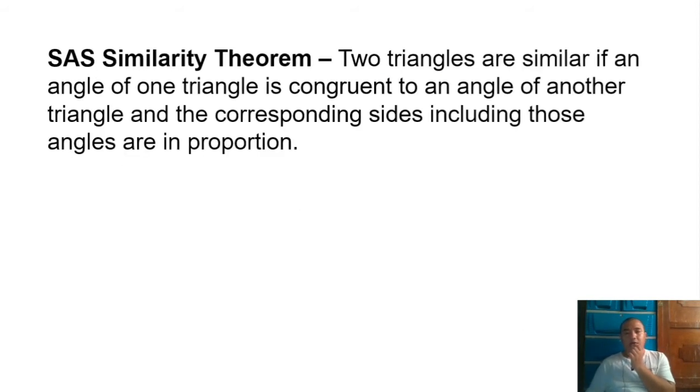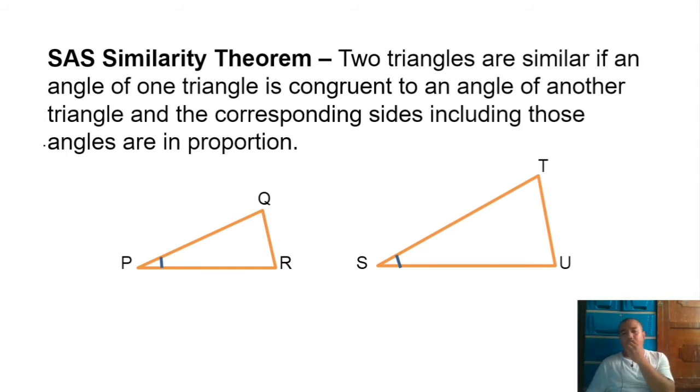We have here another similarity theorem. It's called the SAS similarity theorem, which stands for side angle side. Two triangles are similar if an angle of one triangle is congruent to an angle of another triangle, and the corresponding sides including those angles are in proportion.